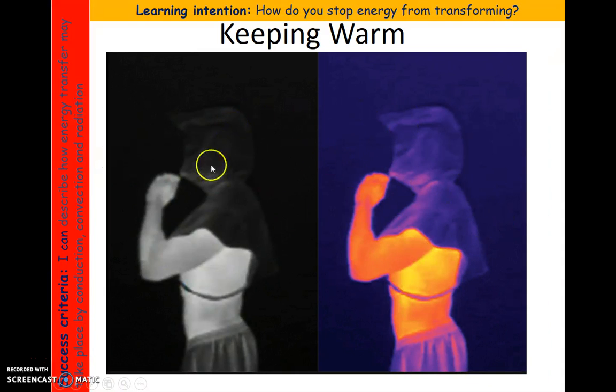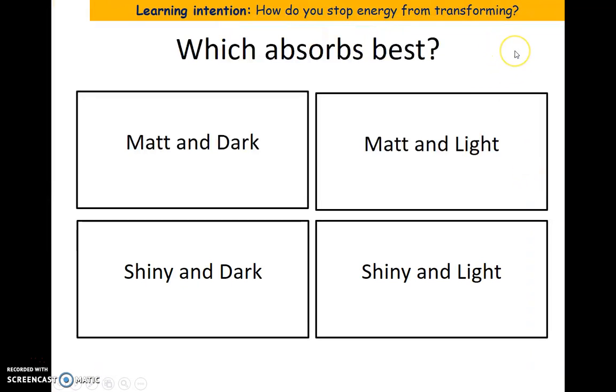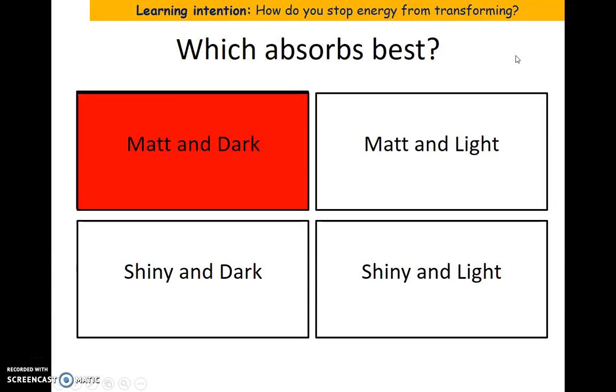So we can also use it to keep warm, so you can see that no heat is escaping from where he has the hood on, or very little, mostly around here, but then his body is giving out a lot of heat. We cover our head because that's the area that seems to give out the most amount of heat. So which absorbs best? Have a guess. Okay, it was actually matte and dark. The darker the color, the more it was absorbed.